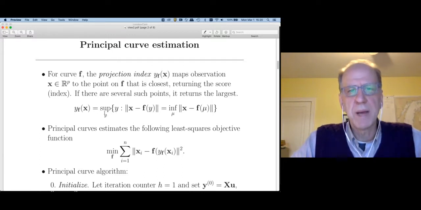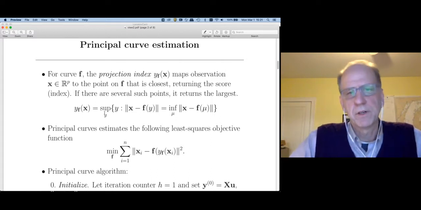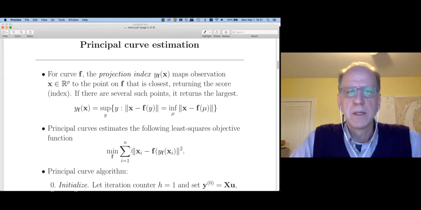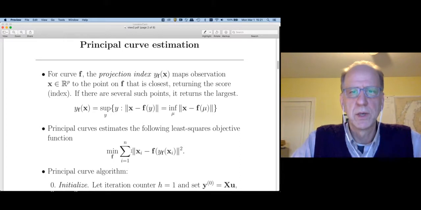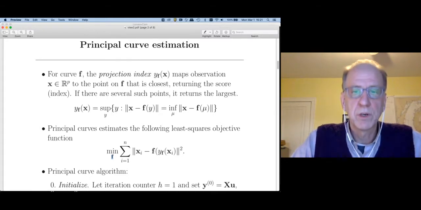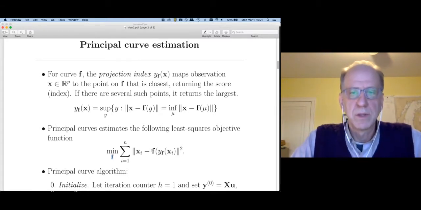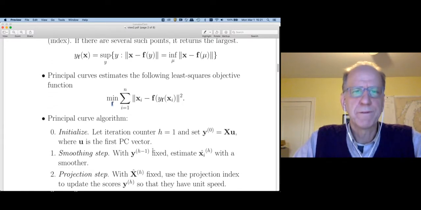Now that we know how to get from x's to some position on the curve, we can now define the objective function. So the objective function is the same as one of the objective functions we used for principal components analysis, which is least squares. So we're going to choose f that minimizes the sum of squared orthogonal deviations from the curve f, as opposed to the line. So we used lines with principal components analysis. Now we've got this curve f. So how are we going to find this?